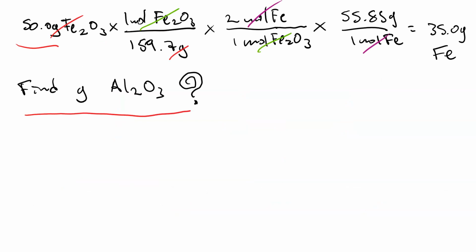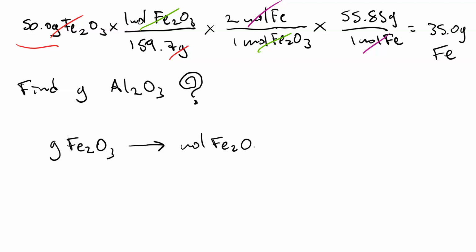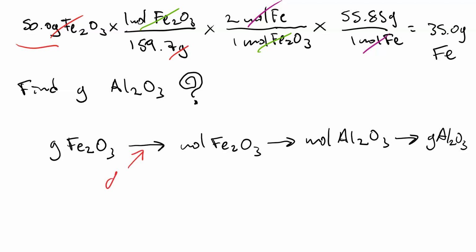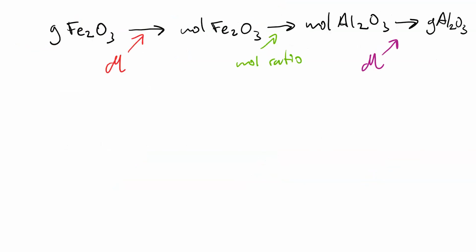To find the grams of Al2O3, we're going to do a similar calculation. We'll start with our grams of Fe2O3. We'll convert it to moles of Fe2O3 just as we did above. Then we'll use another mole ratio to convert to moles of Al2O3. And then we'll go to grams of Al2O3 using a molar mass. Let's see what it actually looks like.